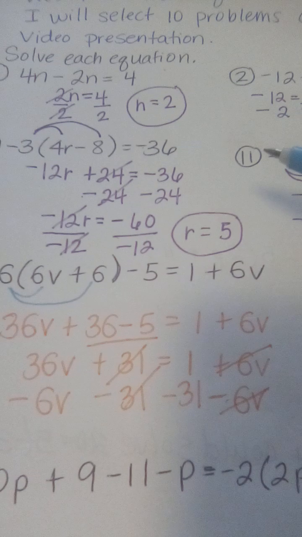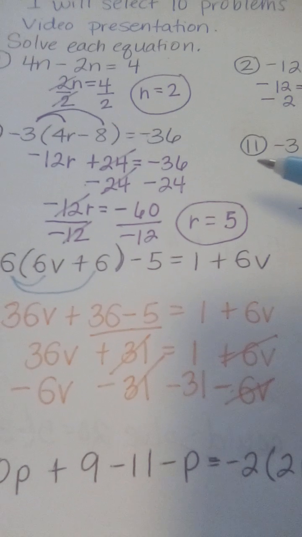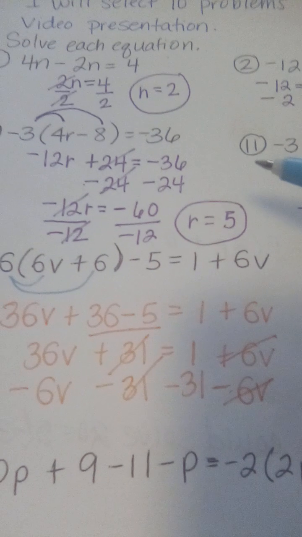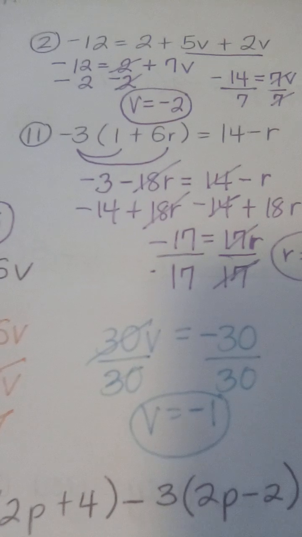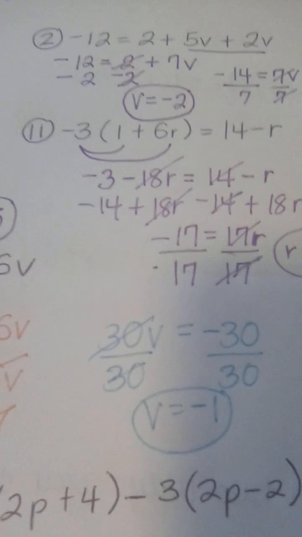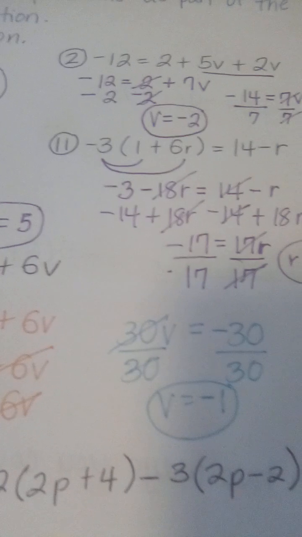And then the next step we had to do is subtract 6v from both sides of the equation, and then subtract 31 from both sides of the equation. That gives us a positive 30v equals a negative 30. And then you would divide both sides of the equation by 30. That gives us the answer, negative 1.